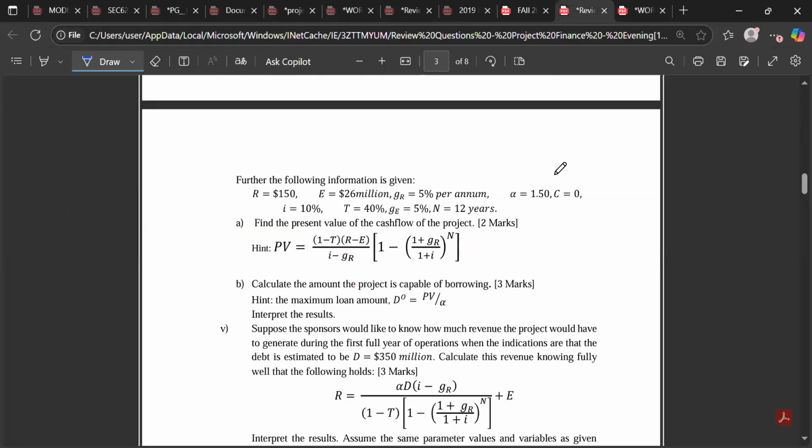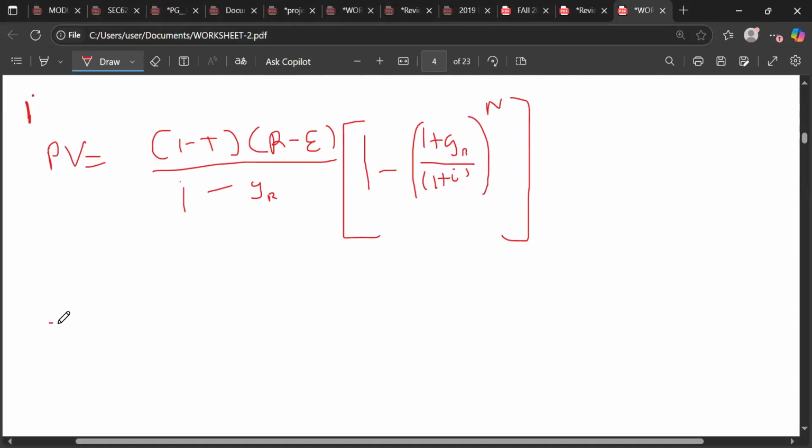Are we all on the same page so far? Is anyone lagging behind on how the formula is? Are we following? Yes. Okay, so now we're given all these conditions here. So this is equal to 1 minus tax rate, which is 40%. So 40% is just going to be 0.4, right? 1 minus 0.4 here.